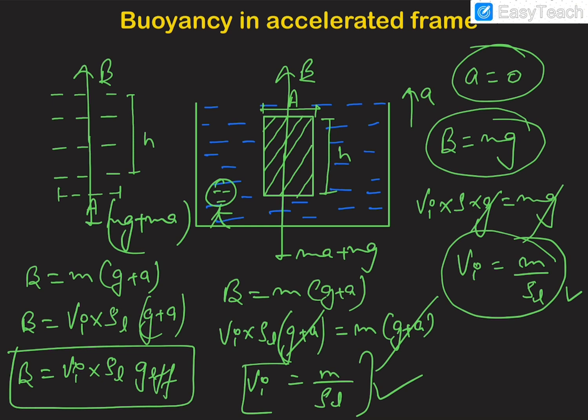So there are two important facts which we conclude from this concept discussion. If a container is having some solid immersed in it and that container starts to accelerate, then in equilibrium the immersed volume of the solid will not change, it would remain the same. And the other thing is that buoyancy will be V immersed into rho into g effective, where g effective is the effective acceleration due to gravity, and in that effective acceleration calculation we also include the pseudo force.